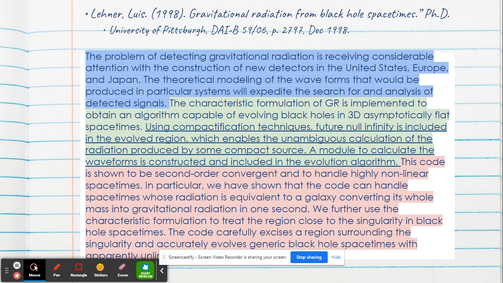This one is from Gravitational Radiation from Black Hole Spacetimes by Luis Lanier. But I wanted to show you the parts as they appear. So I'm going to give you a minute to read. You can pause the video to read the abstract in its entirety. Okay, hopefully you paused and looked through the abstract itself. I have delineated this out into various pieces, which is why they are color-coded and some portions are underlined.